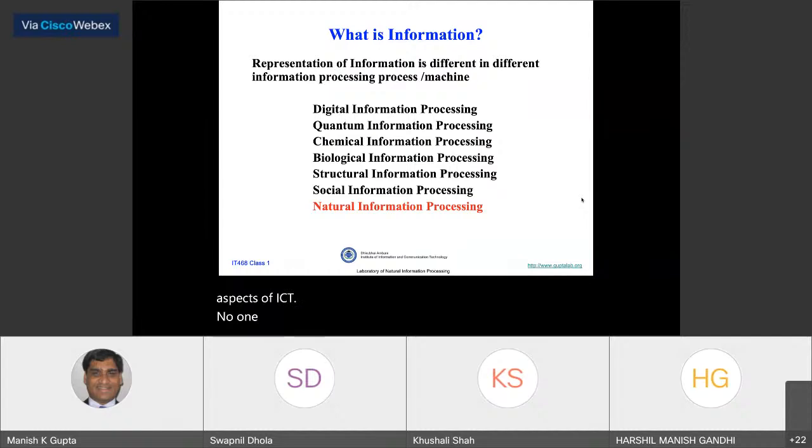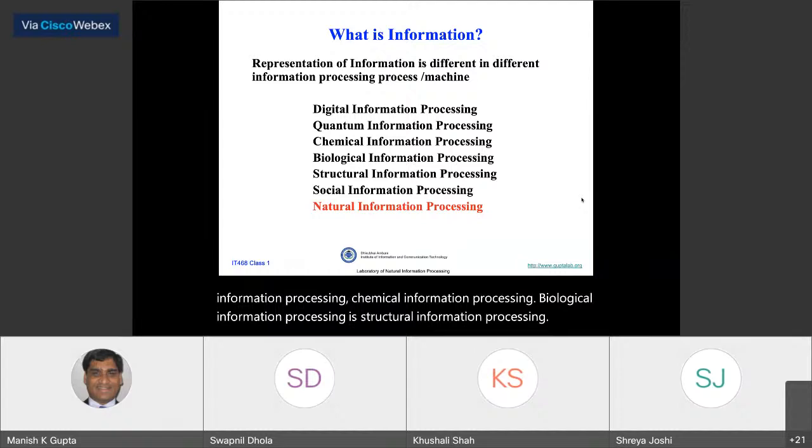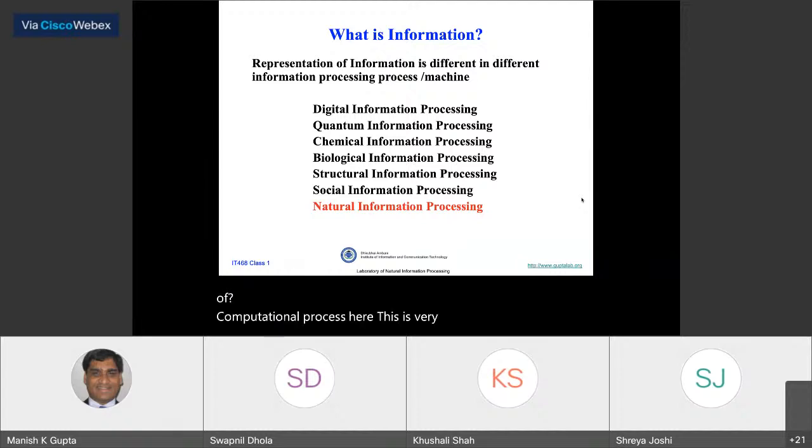Now, one can ask a very fundamental question: what is information? The representation of information is different in different information processing processes and machines. Based on this, we have digital information processing, quantum information processing, chemical, biological, structural, social, and natural information processing. So when we make a friend on Facebook, that's a computation process. If you understand the computation process, maybe you can predict something. Any Facebook network or social network, you can think of in terms of a computational process. This is very important and fundamental.